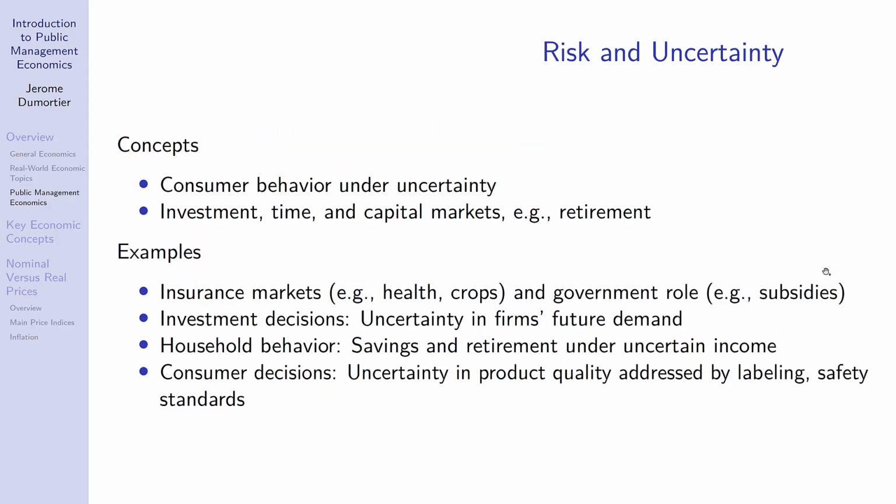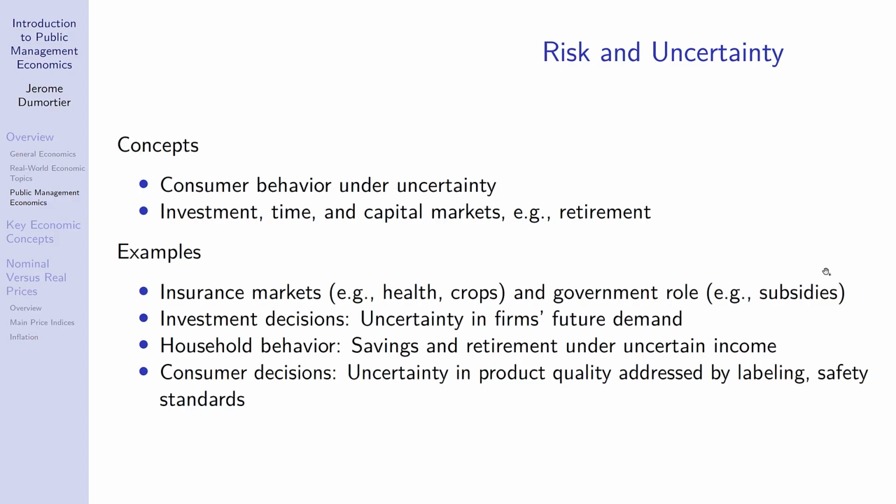Now, the last two topics are going to be risk and uncertainty, as well as dynamic aspects in economics. Now, risk and uncertainty is central to decision-making. Consumers face uncertainty about income, firms about future demand, and investors about returns. Examples include health or crop insurance markets, where government often intervenes through mandates or subsidies.